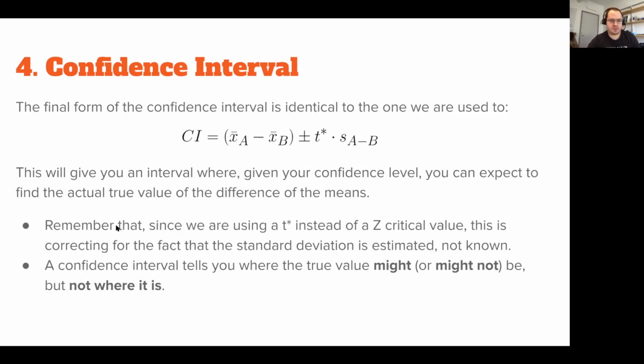Yeah, and then some quick notes. Remember that since we're using a t-score instead of a z, this is correcting for the fact that the standard deviation is estimated and not known. So what do I mean here? What I mean is that if in a perfect world, which will never happen, you actually knew the standard deviation of the population, again, that will never happen, but theoretically, then you wouldn't use a t, you'd use a z. And the difference is that the degrees of freedom will not matter anymore.